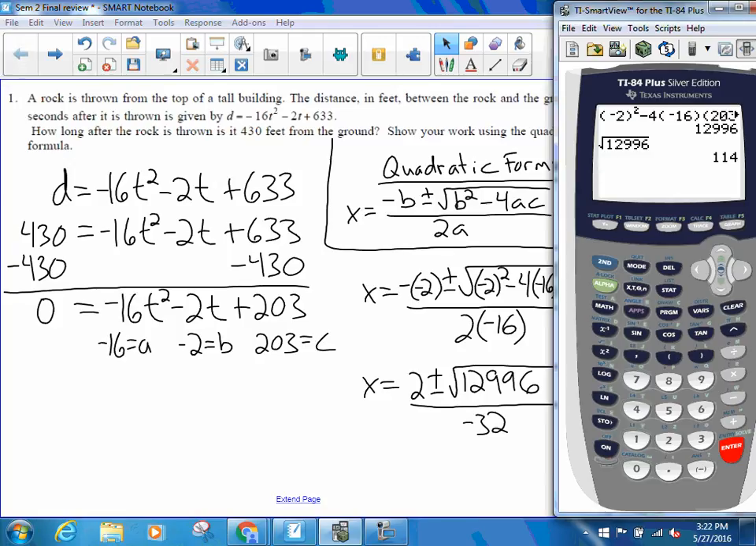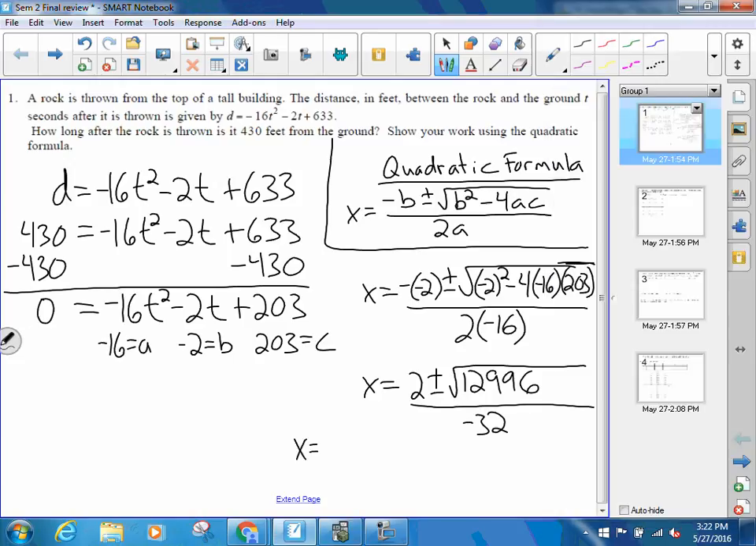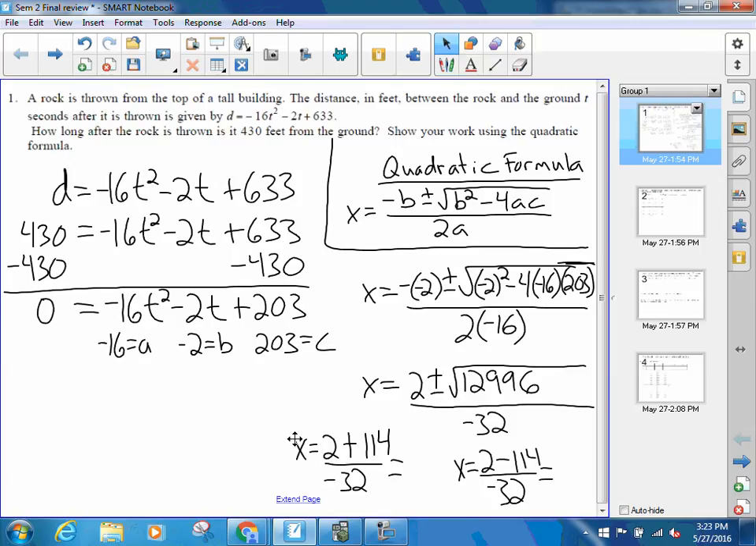So what I'm going to do is split this into 2 now. So I'm going to have x equal 2 plus 114 divided by negative 32. I'm going to figure out what that equals. And I'm also going to have x equals 2 minus 114 divided by negative 32, and I'm going to figure out what that is.